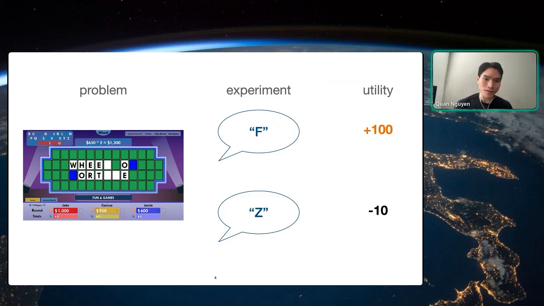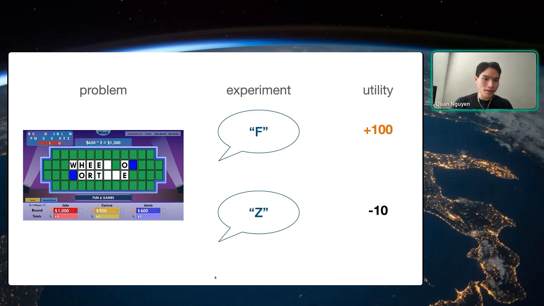So in Wheel of Fortune, if you're not familiar with the game, you have to basically guess specific letters, and the game will tell you whether a hidden word contains the letter that you've guessed or not. And the game is won by you correctly guessing which hidden word that is.